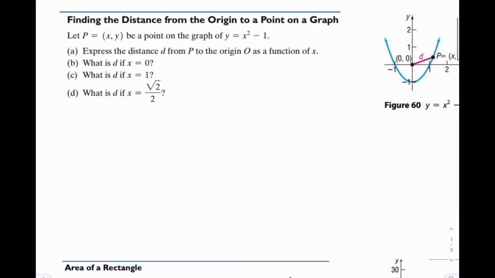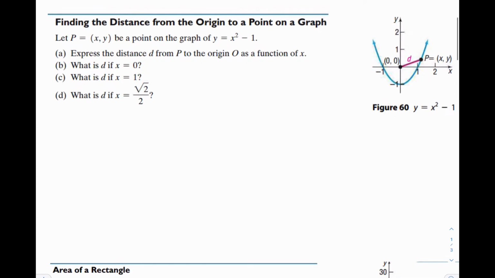So first example, finding the distance from the origin to a point on a graph. Let P equal (x, y) be a point on the graph y equals x squared minus 1. So that's right here. Express the distance from P to the origin as a function of x.